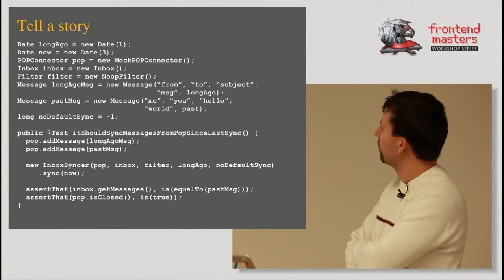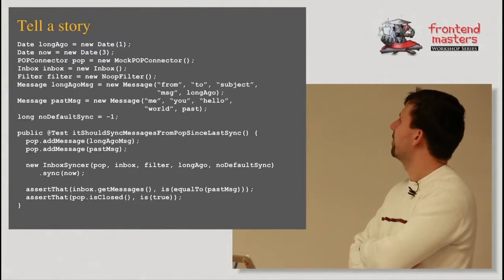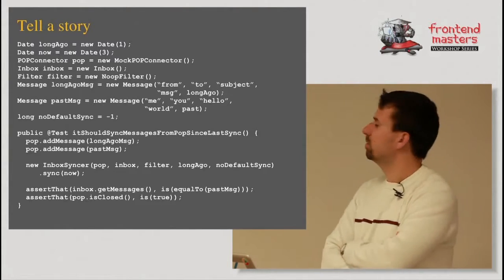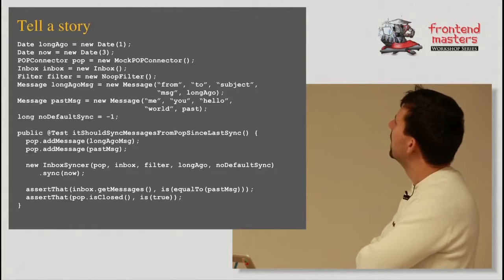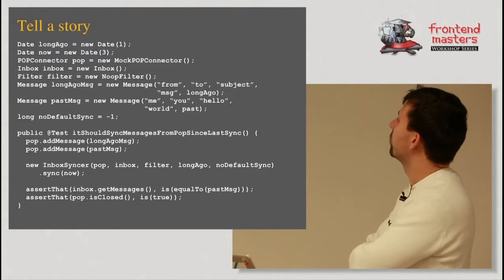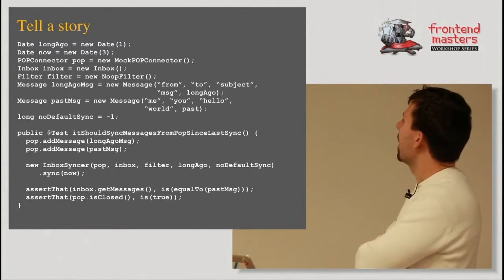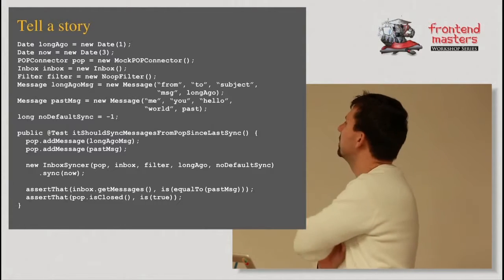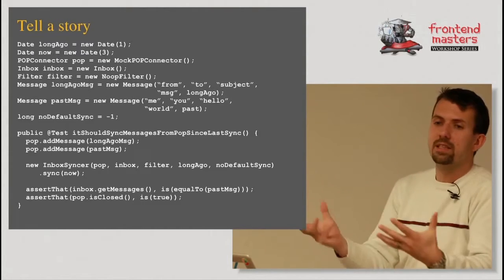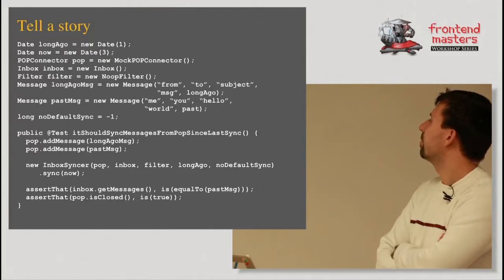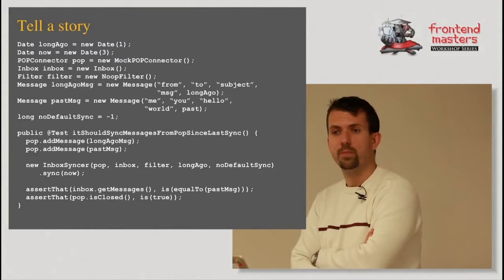And I would create the inbox and a filter that doesn't do anything because really I just don't want to test the filter right now. And I would create two messages, long ago and a past message, and I would instantiate the syncer, passing in all these things because those are all the things that it needs to decide. And call the sync method with a particular time, which is now.